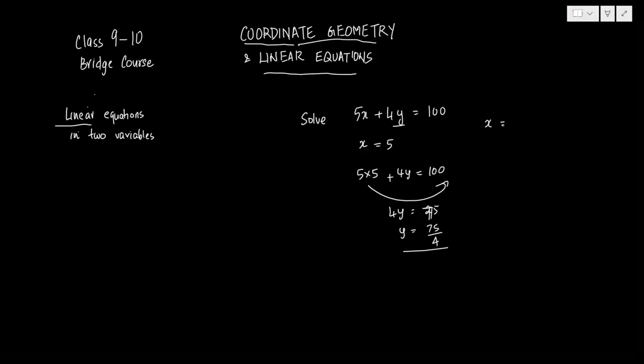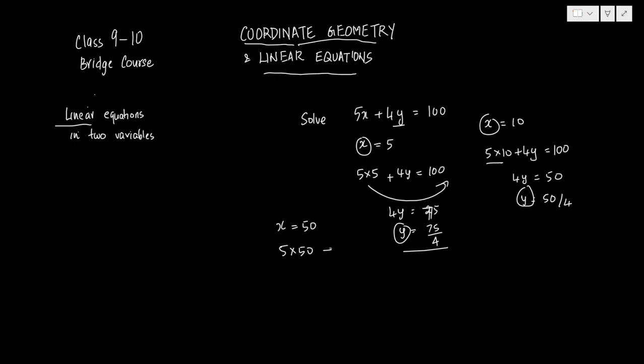So let us say x is equal to 10. Then this becomes 5 into 10 plus 4 into y equals 100. This is 50, so 4y will be 100 minus 50, which is 50, and y is 50 by 4. Similarly, for different values of x, I get different values of y. Let us say x is equal to 50, then I get 5 into 50 plus 4y equals 100. This is 250, so 4y equals minus 150, and y is minus 150 by 4.